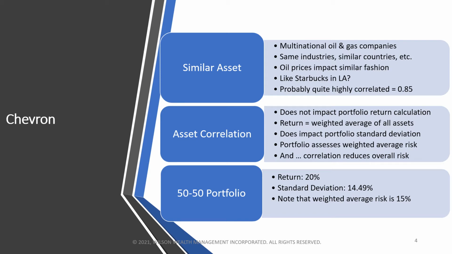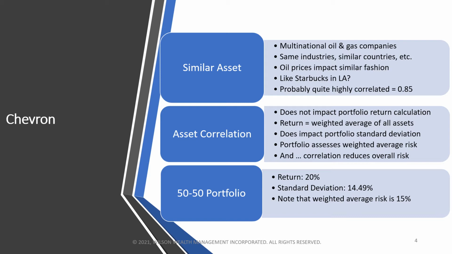So if you combine the two companies, you do get some correlation and some risk reduction benefits from the diversification. But at 0.85, 0.87, they are quite similar. You're not going to see a huge reduction.